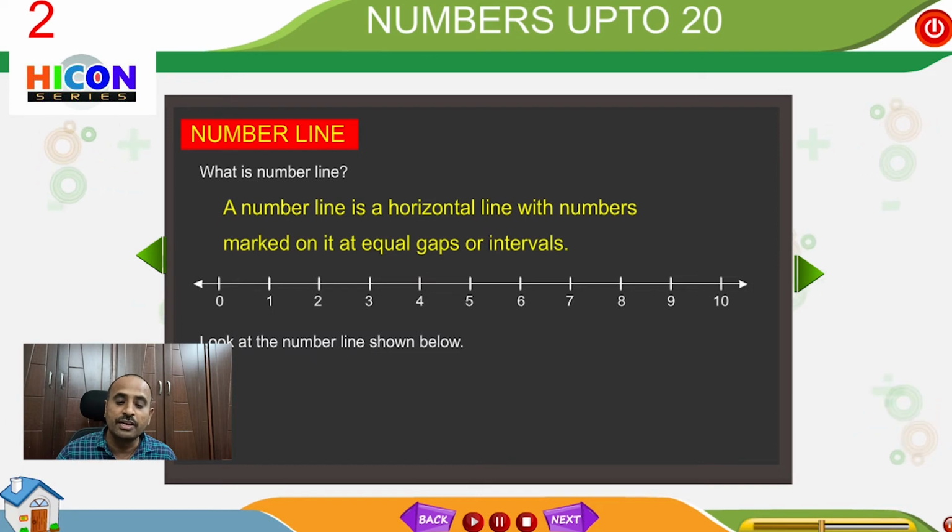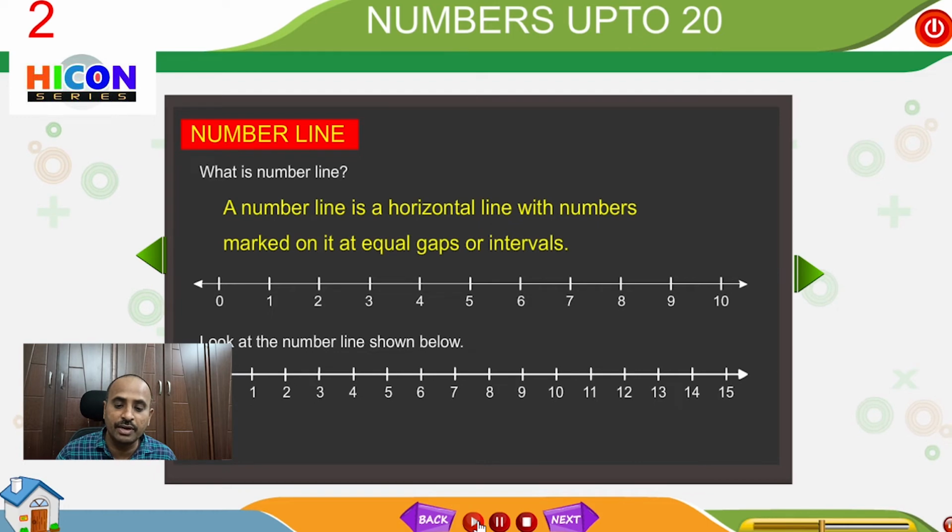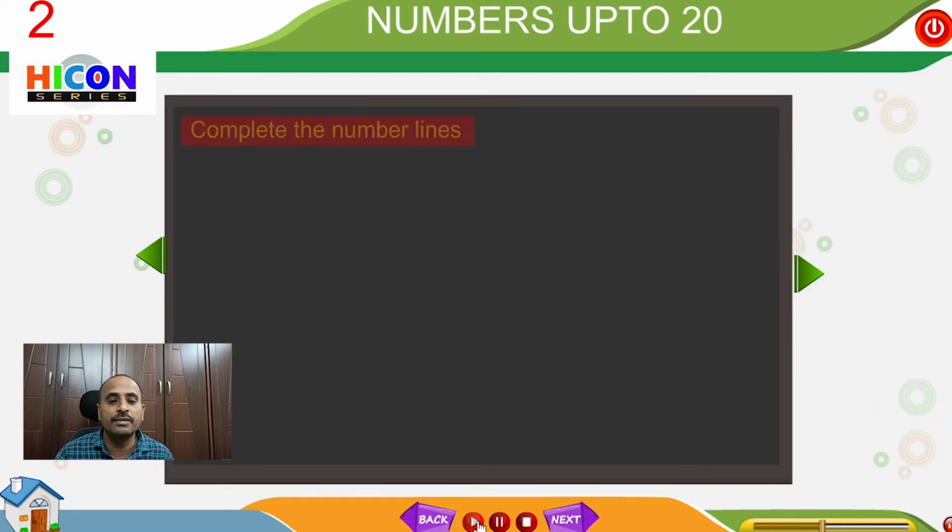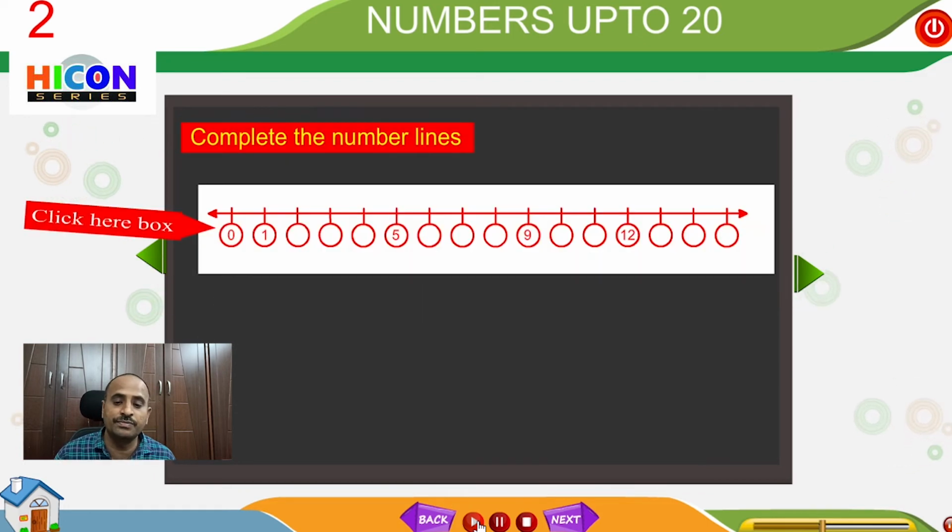So this is the number line. This is how to draw a number line. Look at the number line shown below. Complete the number line. Children, let us practice a small activity on the number line.